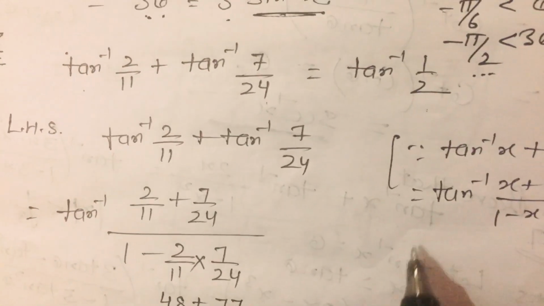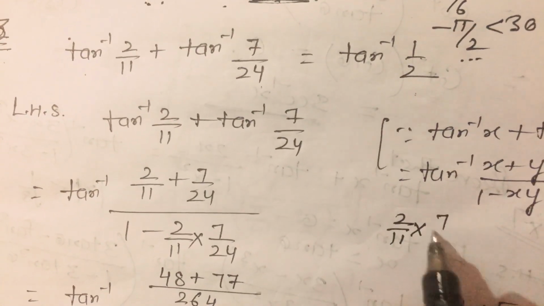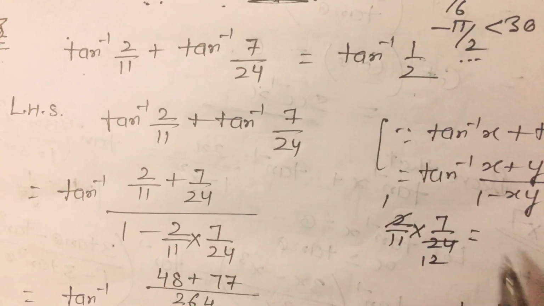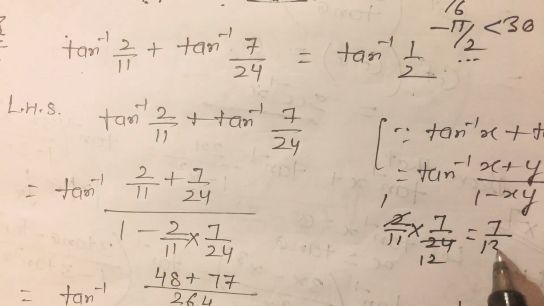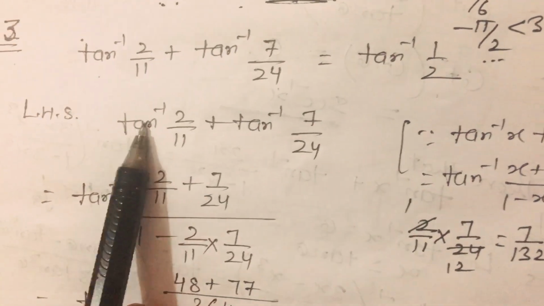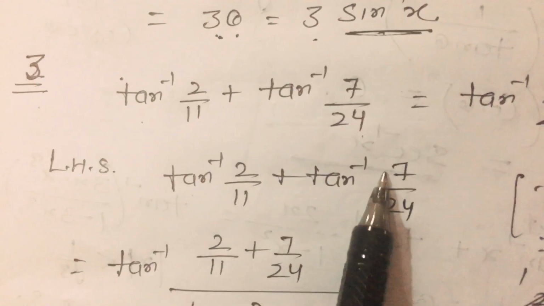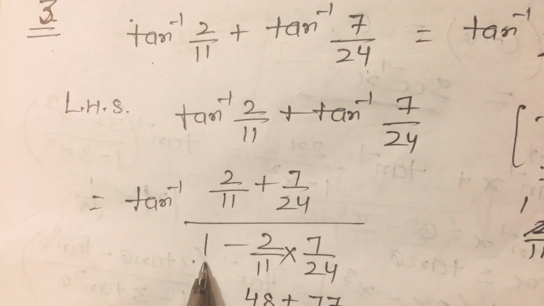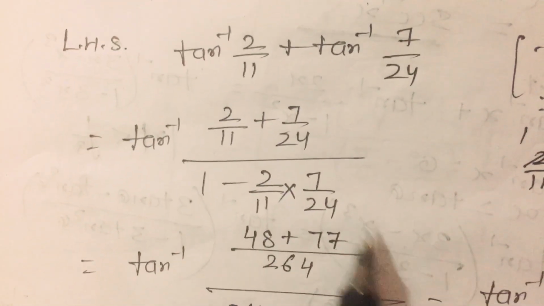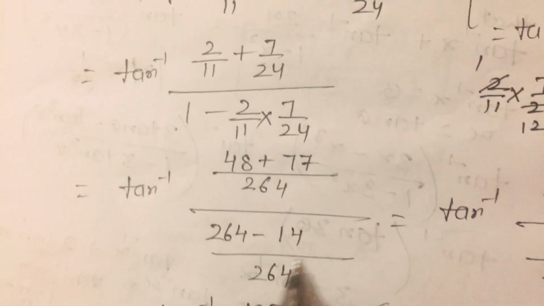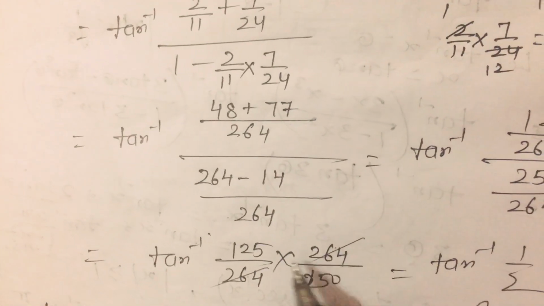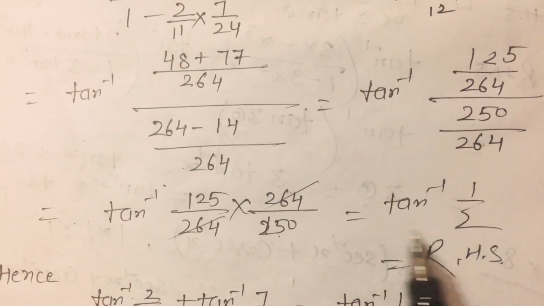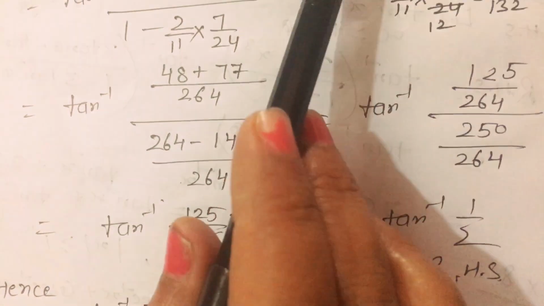Look at this. x is 2 by 11 and y is 7 by 24. Is xy less than 1 or not? Yes, this is 7 upon 132, which is less than 1. So we can apply this formula. Tangent inverse 2 by 11 plus tangent inverse 7 by 24 we can write as tangent inverse of 2 by 11 plus 7 by 24 upon 1 minus this. After solving, we take the LCM, 264 cancels with 264, we get 125 upon 250, and 125 twos are 250. So the answer is tangent inverse 1 by 2.